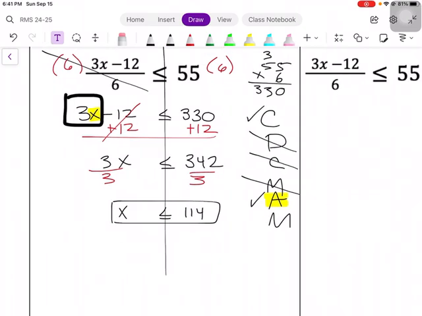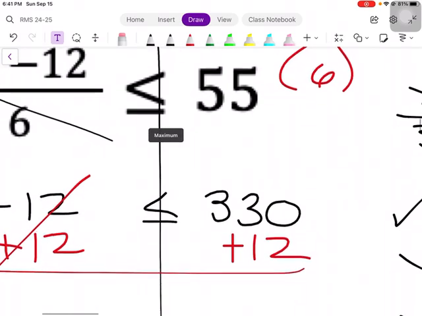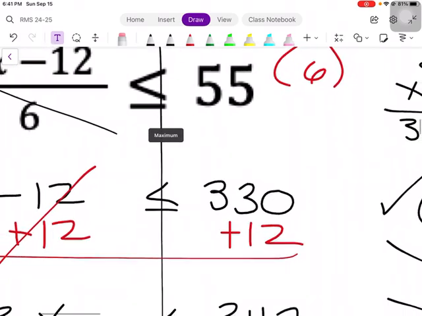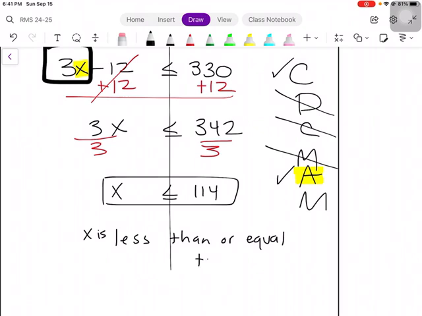Now, some of you maybe lost half a point because you wrote x is equal to 114, but remember, this is an inequality. That symbol is not an equal sign. It is a less than or equal to symbol. So this answer means, and you didn't have to write this, but I'm showing you what it means, x is less than or equal to 114.